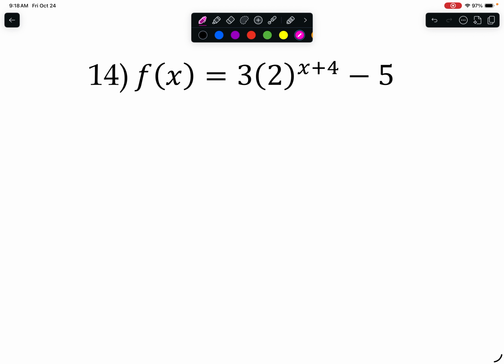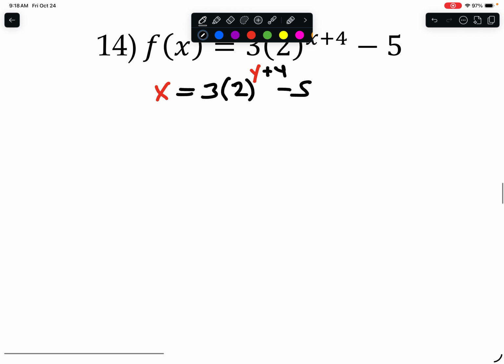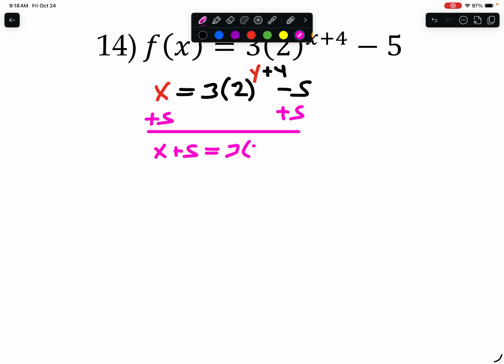All right, then for the next one, so for 14, so hopefully you already did this one. So I'm going to go ahead and rewrite. So x equals 3 raised to the 2 raised to the y plus 4 minus 5. All right, and then what's going to happen? Add 5 on both sides. So x plus 5 is going to equal 3 times 2 raised to the y plus 4. There we go.